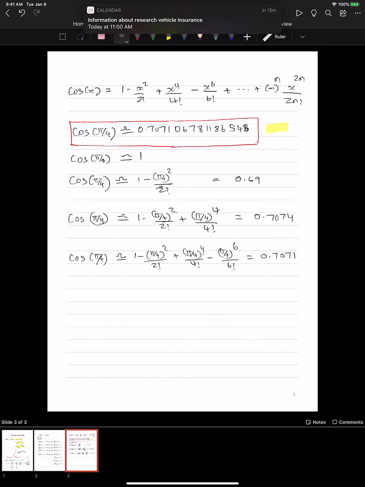We already saw that for e to the power x. So that should give a good understanding of what function approximation is. And here we are using Taylor series for function approximation. There are other applications of Taylor series which we are going to talk about in a while.